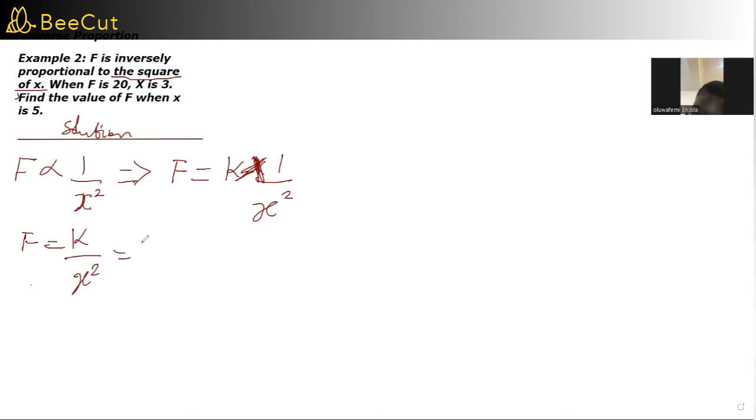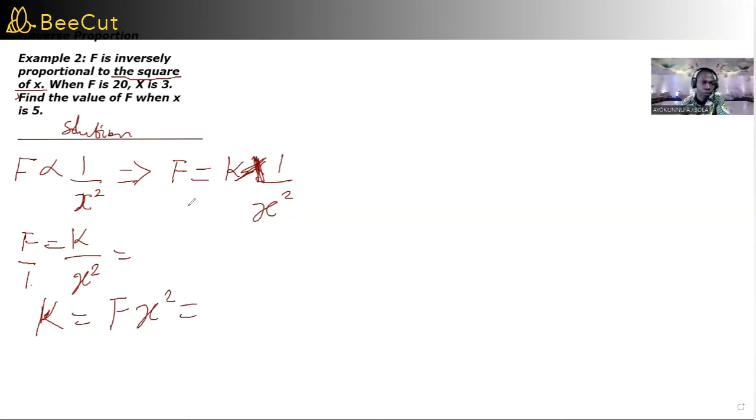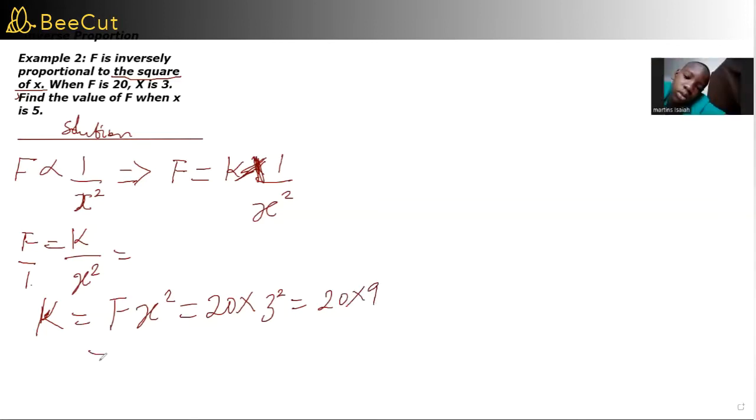And I have been given the value of f and x, so I can find my constant by crossing the line. So k times 1 is k equal to f x squared. What is the first value of f? Now it's 20. What is the first value of x? 3. So that is 20 times 3 squared. What's 3 squared? 9. So what's 20 times 9? 180. So with that, I have my k.